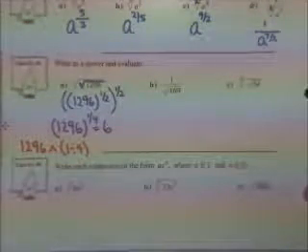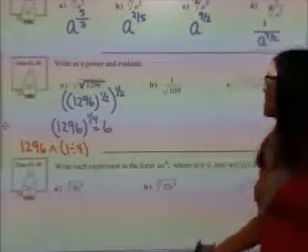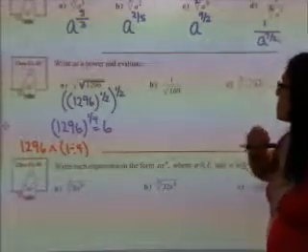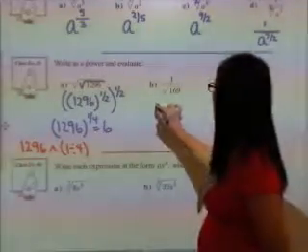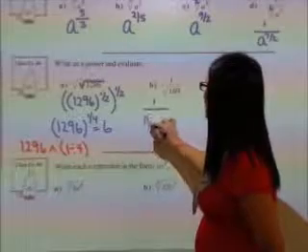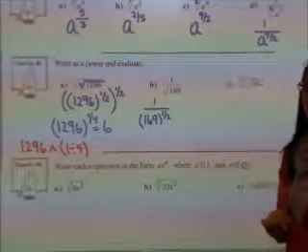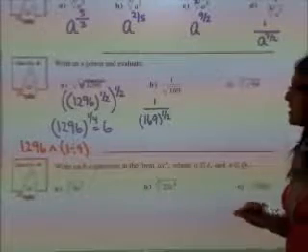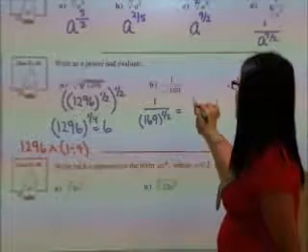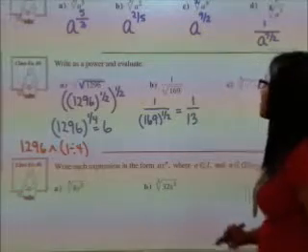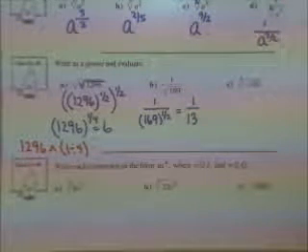Question number 1, not B, question letter B. 1 over the square root of 169 becomes 1 over 169 to the power of 1/2. 169 to the power of 1/2 is 13, so I get 1 over 13.